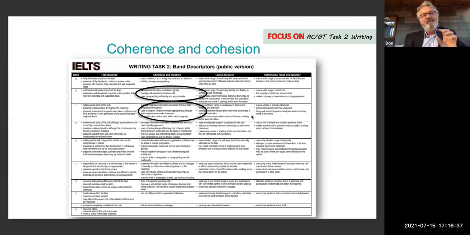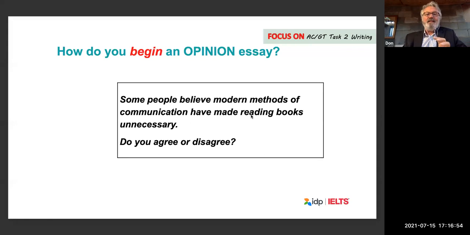Each paragraph will have a clear topic at band 7. At band 6, maybe the paragraphing will be a little bit illogical. One paragraph will be too long, another paragraph will be too short. If we go on and think about this in terms of an actual task, what sort of cohesive words, linking words, introductory words can we use at the beginning of an opinion essay?